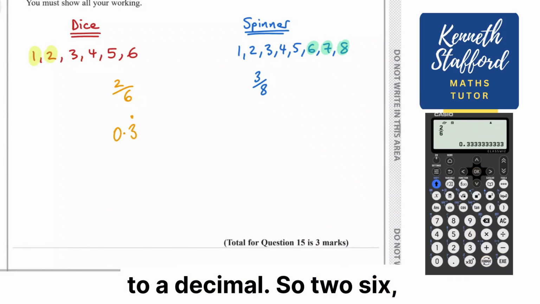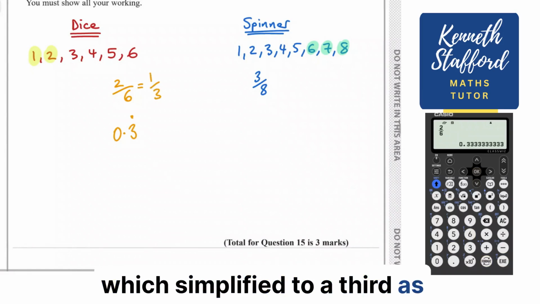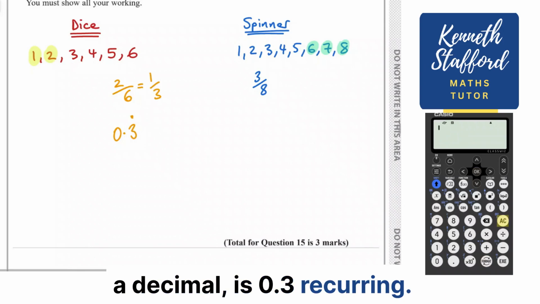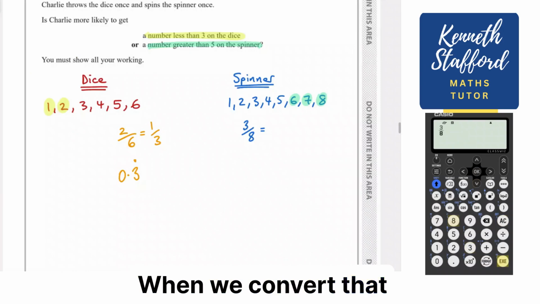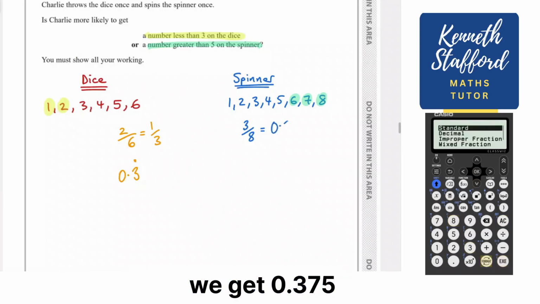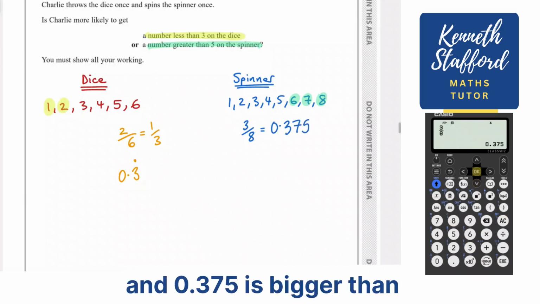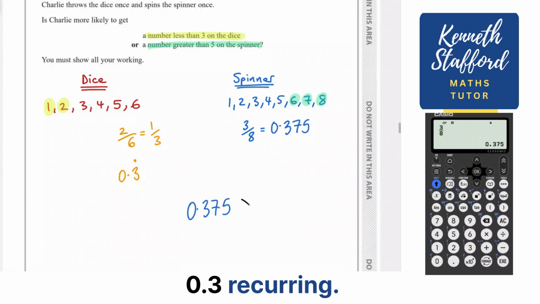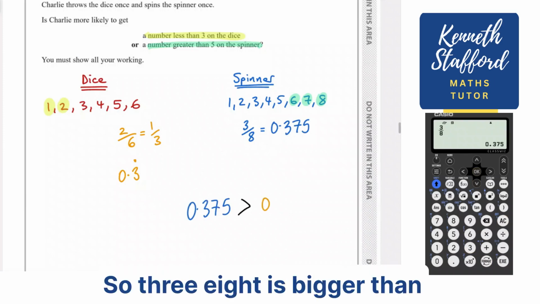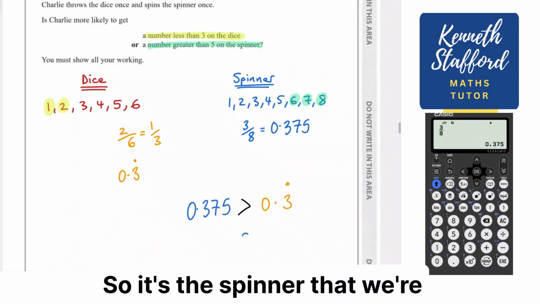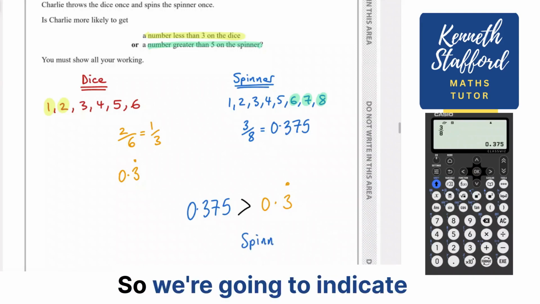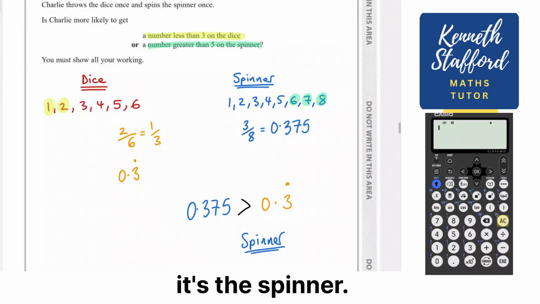So 2/6, which simplifies to a third, as a decimal is 0.3 recurring. 3/8, when we convert that to a decimal, we get 0.375. And 0.375 is bigger than 0.3 recurring. So 3/8 is bigger than 1/3 or 2/6. So it's the spinner that we're more likely to get this on. So we're going to indicate it's the spinner.